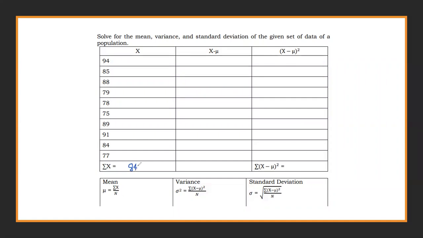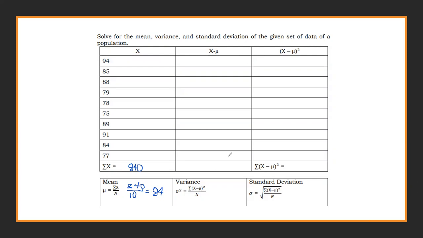But in order to find the mean, that is 840 divided by kung ilan lahat yan. So ilan ba lahat yan? So that's 1, 2, 3, 4, 5, 6, 7, 8, 9, 10. So 10 po yan. So that's 840 divided by 10 is 84. So our mean, our mu for our population is 84.